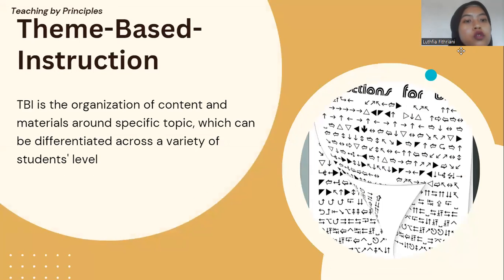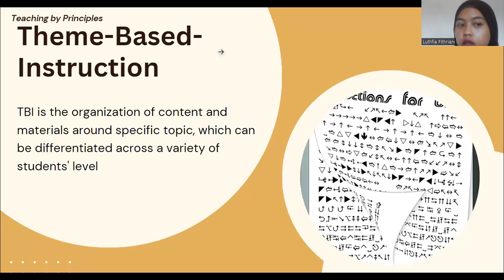Now we will move to theme-based instruction. What is theme-based instruction? TBI is the organization of content and materials around a specific topic which can be differentiated across a variety of students' levels.